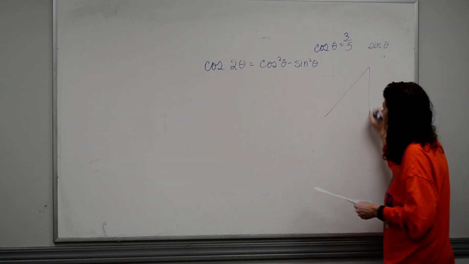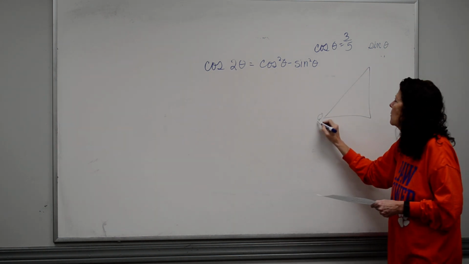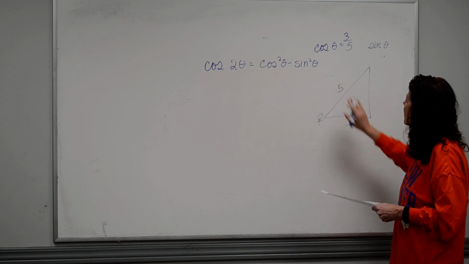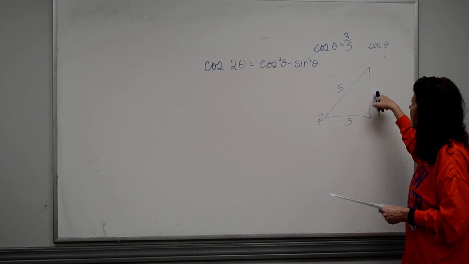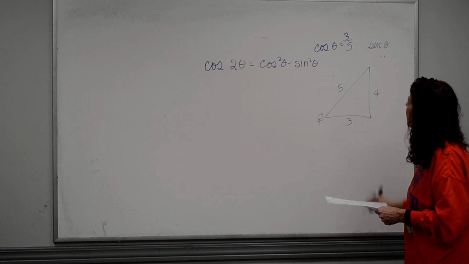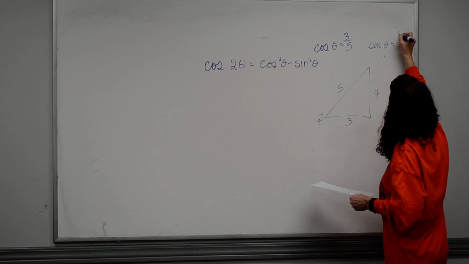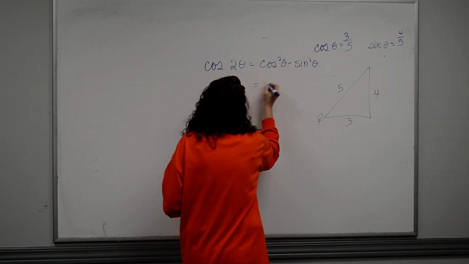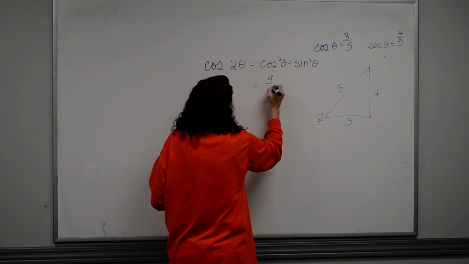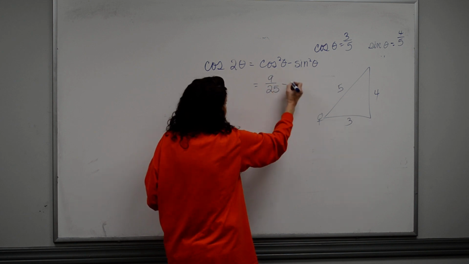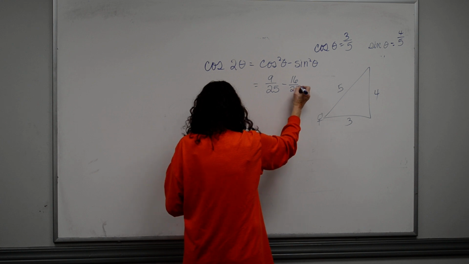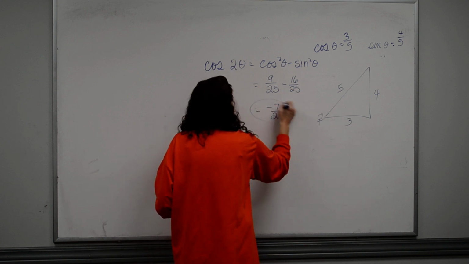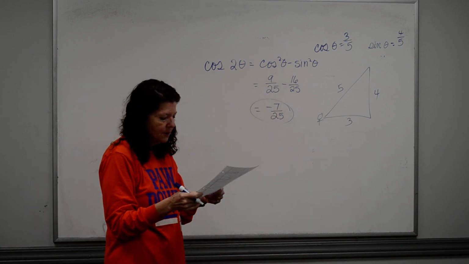So again, I'm going to draw out my triangle. Cosine is adjacent over hypotenuse, so that's 25 minus 9. So this is going to be the square root of 16, or 4. So I'm taking 4 over 5 as my sine of theta. Then if I plug them in, I'm going to square that, so I have 9 over 25. I'm going to square that, so I have 16 over 25. So what I get here is negative 7 over 25, which is my cosine of 2 theta.